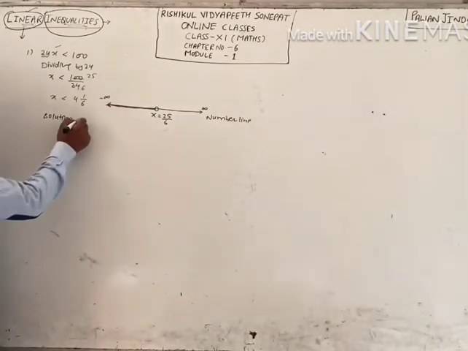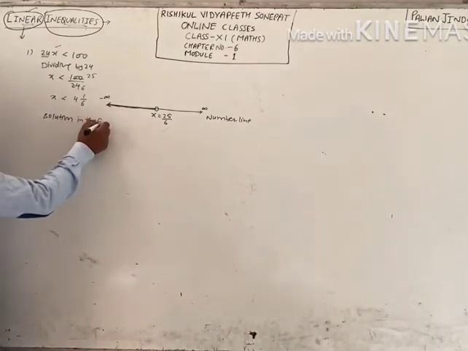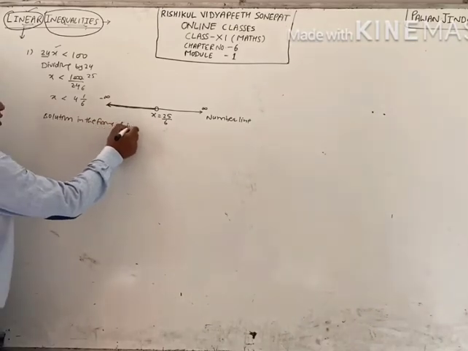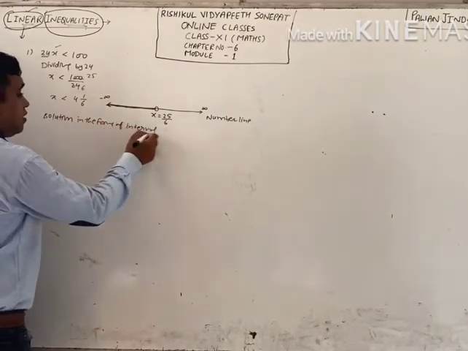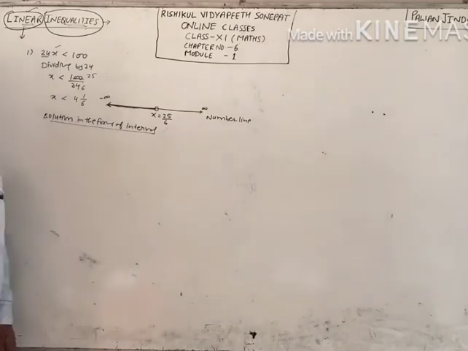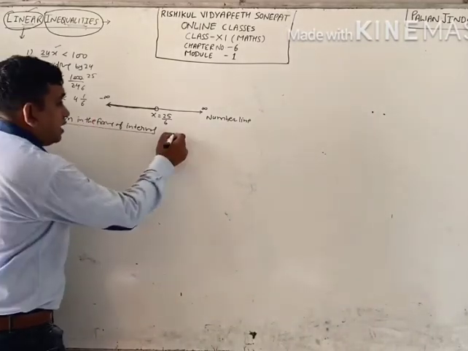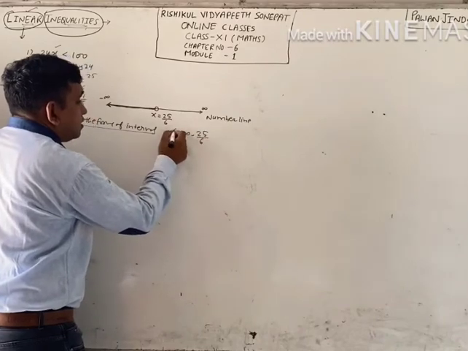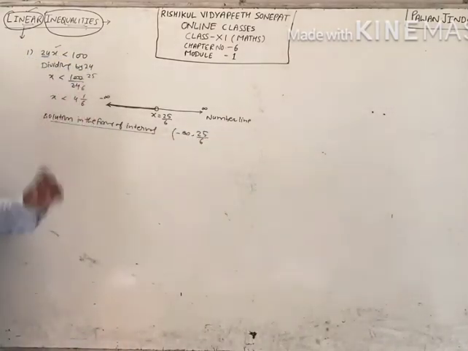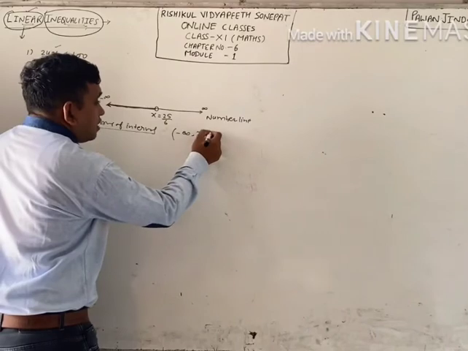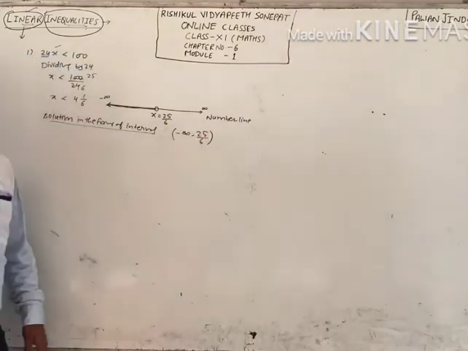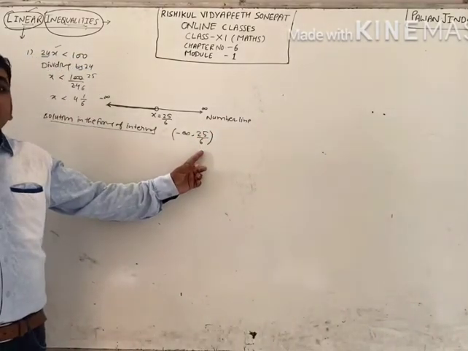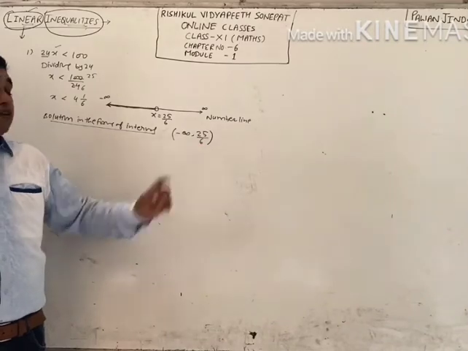Now solution in the form of interval. How will you write it? You can see here minus infinity to 25 by 6. Now 25 by 6 is not included, that's why you will write here open interval. In open interval endpoint is not counted, that's why I am putting here open interval.